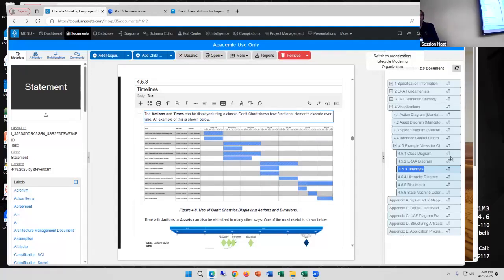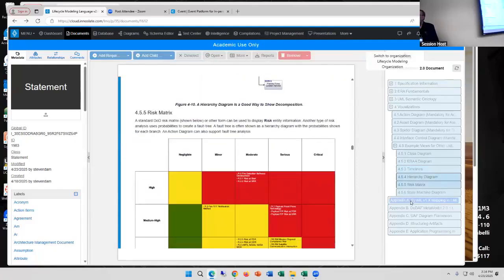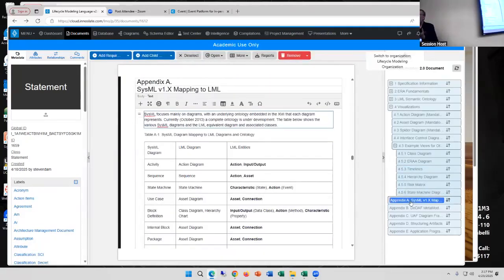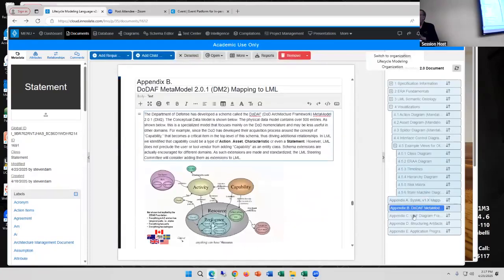Now, we did refactor the appendices. The SysML v1.x is still there. I don't believe we did much to that one. Same thing with the DODAF. And DODAF, of course, is being deprecated. If you're not aware of this, it is going away. So DoD is no longer supporting it. It hasn't supported it for many years. They gave it to OMG almost, what, 5-6 years ago. And so they haven't supported it for quite a while.